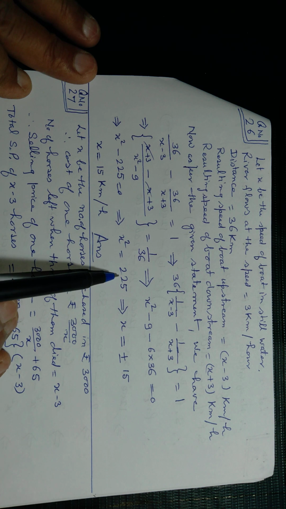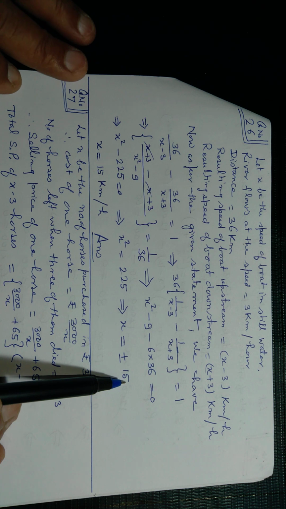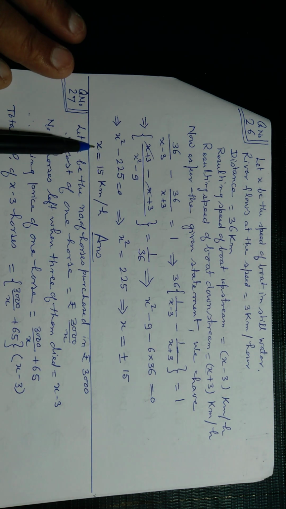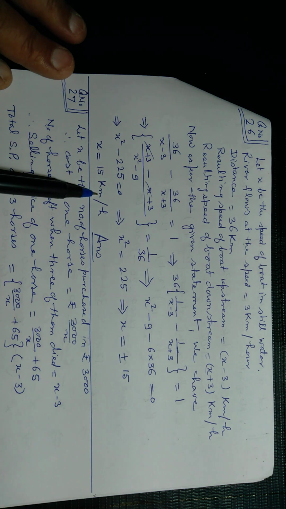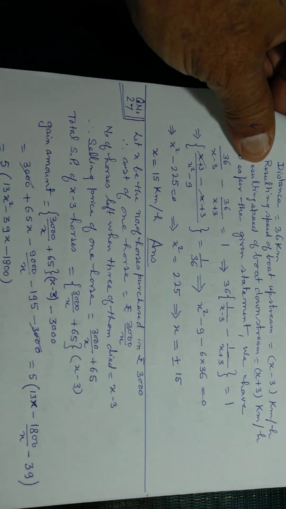x square will be equal to 225. Now x will be equal to plus minus 15. We have to take only the plus sign because the speed will be positive. So x will be equal to 15 kilometer per hour. Now proceed to question number 27.